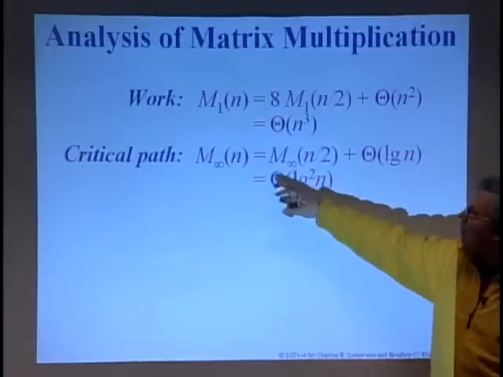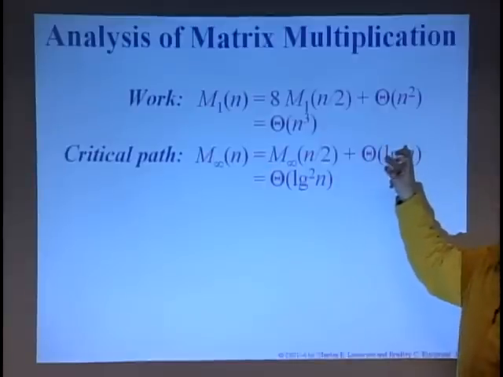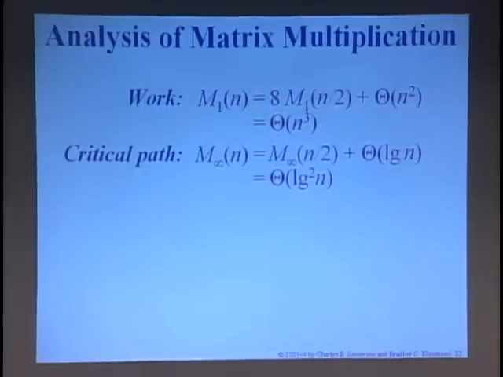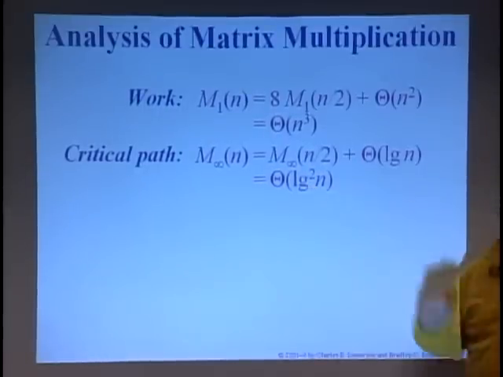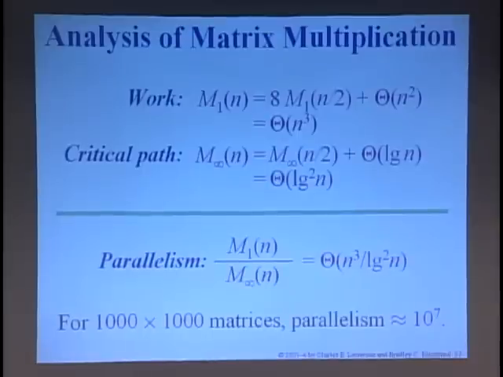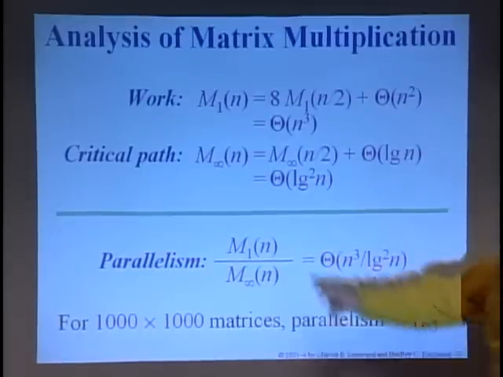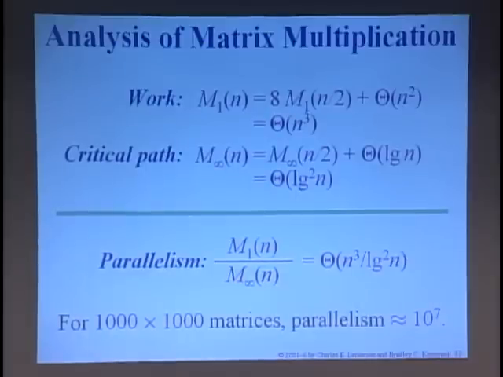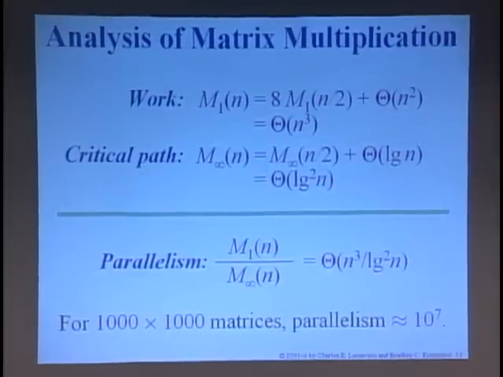The critical path is, well, I have to do an add, so that takes log n, plus I have to do a multiply on a matrix that's half the size. So the critical path length of the whole thing has solution order log squared n. So the total parallelism of matrix multiplication is the work over the span, which is n cubed over log squared n. If you have a 1,000 by 1,000 matrix, that means your parallelism is close to 10 million. So there's a lot of parallelism. In fact, we see perfect linear speedup on matrix multiply because there's so much parallelism in it.